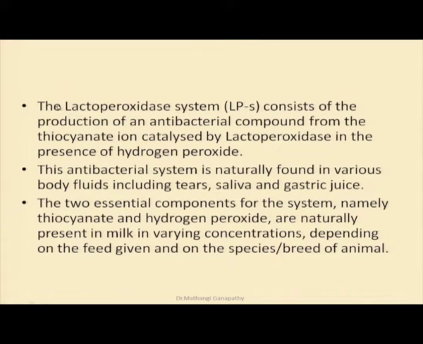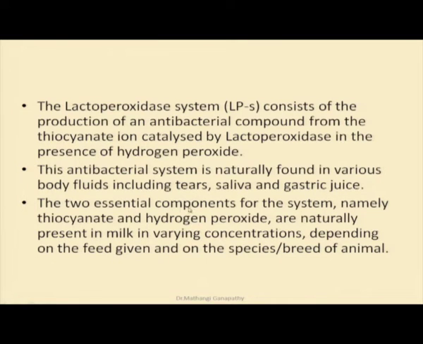And what happens here is the lactoperoxidase system consists of the production of an antibacterial compound from the thiocyanate ion, catalyzed by lactoperoxidase in the presence of hydrogen peroxide, meaning when hydrogen peroxide is present in a specified quantity in milk, the enzyme lactoperoxidase gets activated and synthesizes an antibacterial compound from the thiocyanate ion, which is already present in the milk. And this particular lactoperoxidase system is not only present in the milk, but it is also present in various body fluids like tears, saliva, gastric juice.